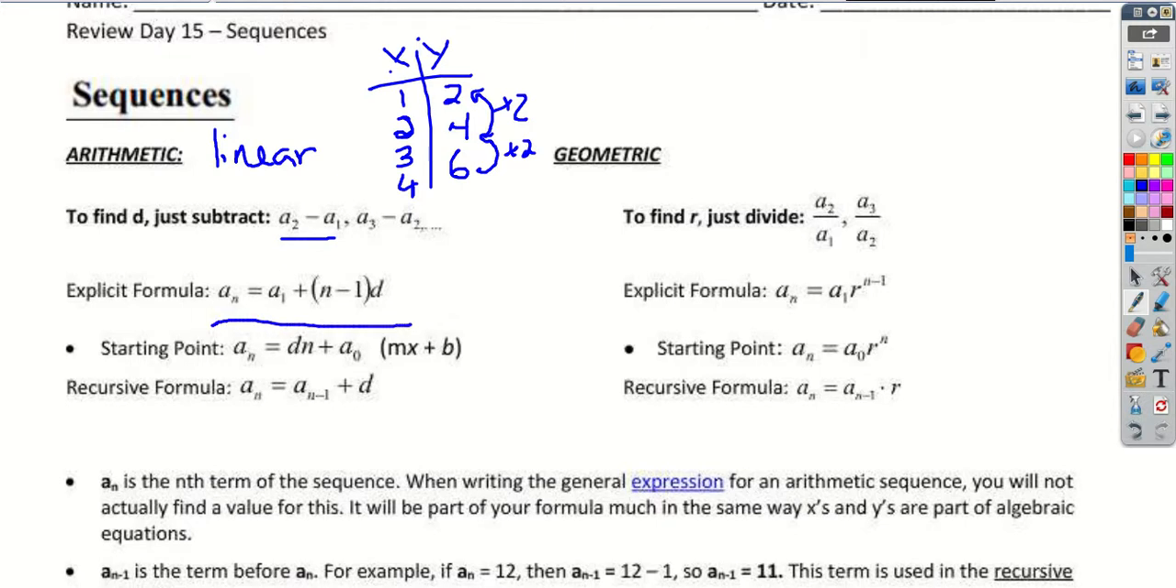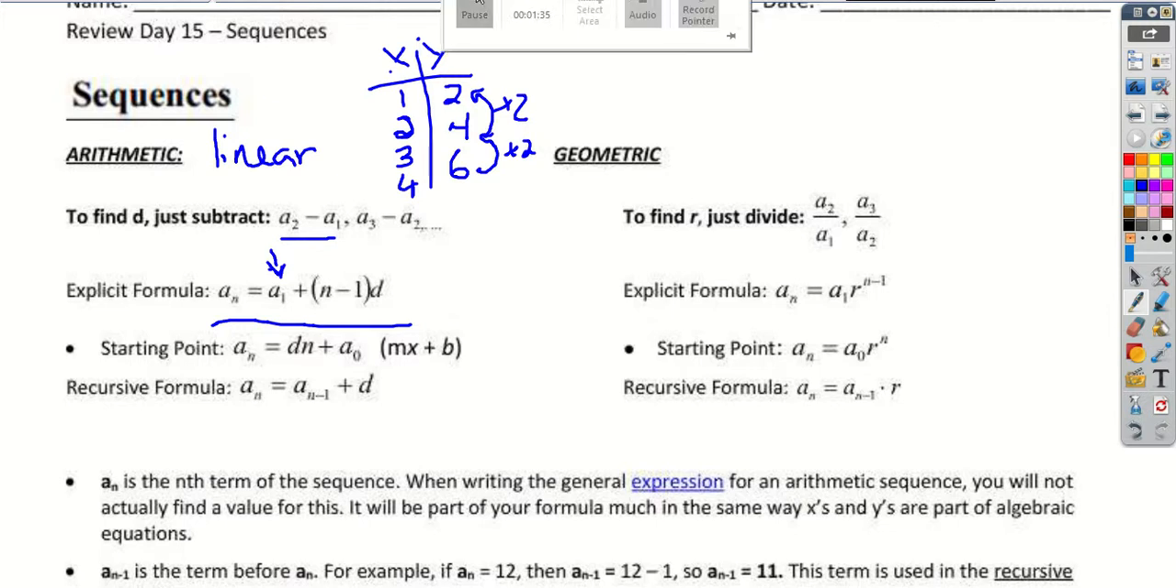The explicit formula follows this lovely formula, which is a sub n, some term, in line like y, is equal to the first term, which essentially you can think of as your y-intercept, that's your b, and then n minus 1 times d. So d is essentially your slope. What are you adding to get from one point to the next? And then you're doing n minus 1. So if you're at term 1, it's term 0, whatever that is when you plug it in. So a1 plus parentheses n minus 1 times d.